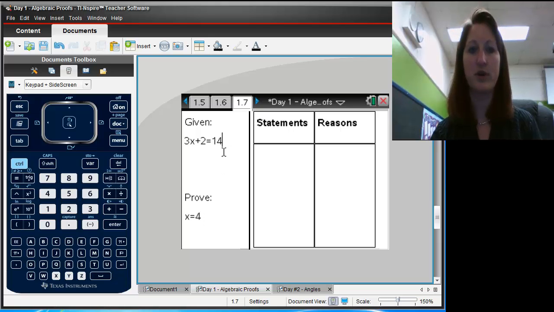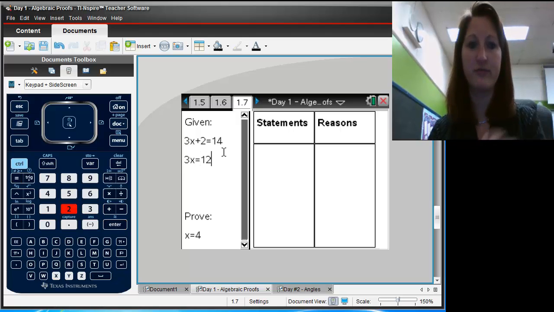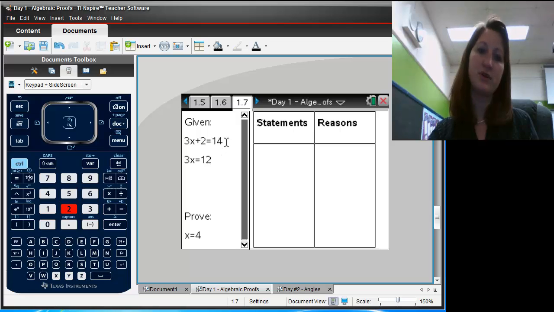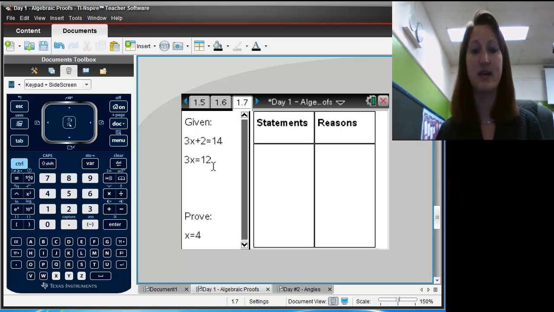So let's talk about work. Normally what we do when we solve something like this is we would subtract 2 from both sides and get 3x equals 12. Now, what did we do to go from the first step to the second step? We subtracted. So we used the subtraction property. We subtracted the same amount from both sides.